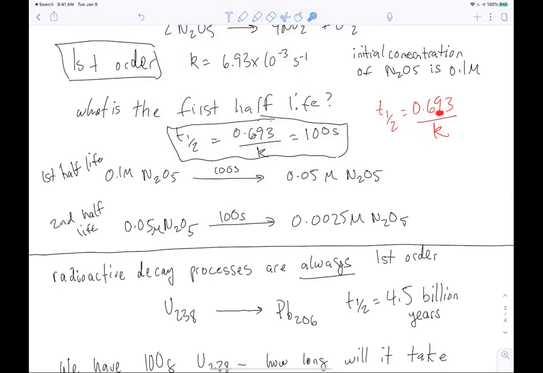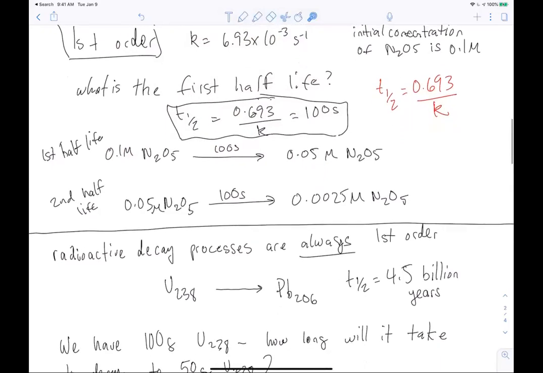And then in the numerator, we have 0.693. So it doesn't matter what the concentration is that you have, the half-life is always going to be the same. So if I give you a 100 molar or a 10 molar solution, the half-life is going to be exactly the same regardless. So it just falls naturally out of the equation. So each jump from one concentration to half that concentration always takes 100 seconds, independent of what the starting concentration is. And that's what we see down here.